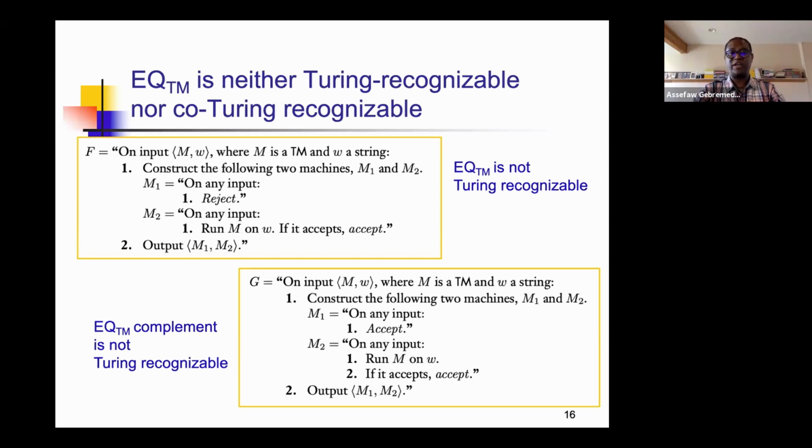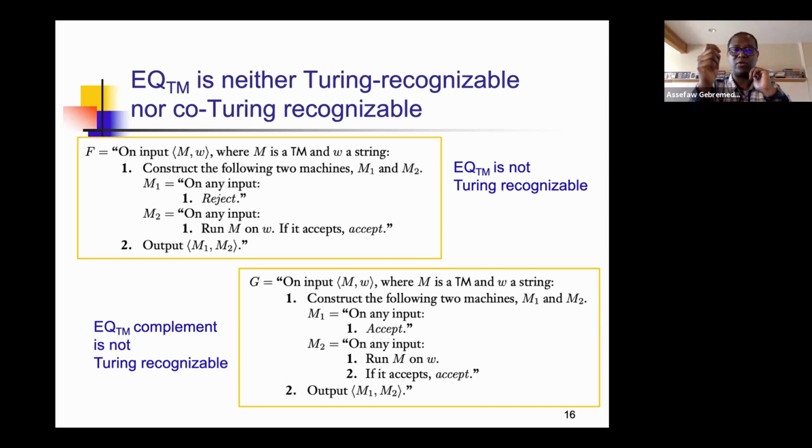M1 will reject everything. On any input, it would reject. M2, remember what EQTM is doing, it's talking about their equivalence. M2 is going to take an input and run M on W, and it would accept if it accepts. Now, M1 and M2 clearly are not equivalent, and therefore this reduction would work, and it would output what M1 and M2 would do.